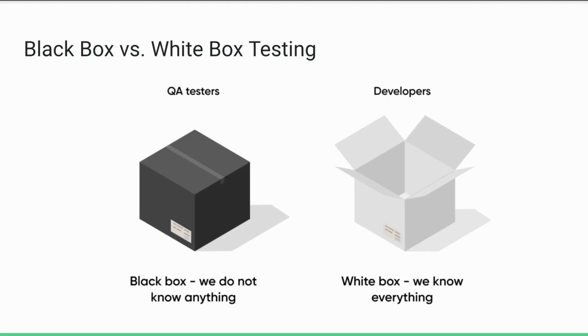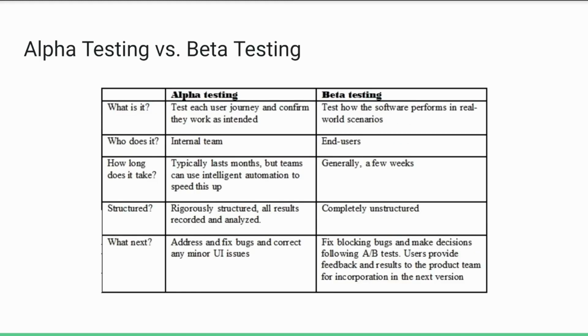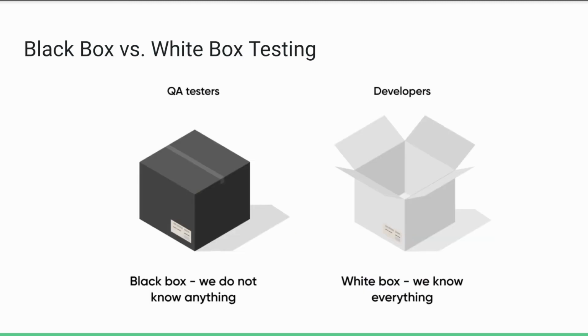Yet another type of testing is black box and white box testing. So again, we've had some different themes in terms of testing, right? So with static and dynamic testing, we're really focusing on whether the software meets business requirements. With alpha and beta testing, we are focusing on the user reaction to the software. With black box and white box testing, this is more similar to and more focused on dynamic testing.